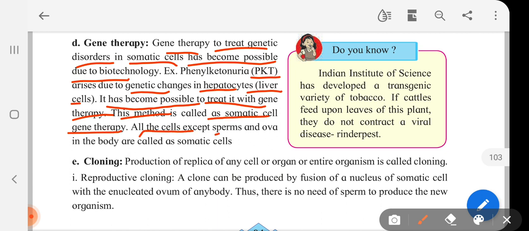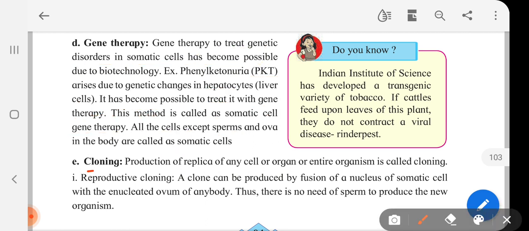All the cells except sperms and ova in the body are called somatic cells. So we know what somatic cells are. These are body cells. Except the germ cells like sperm and ova, all the body cells are called somatic cells. So if there is any disorder in the somatic cells, gene therapy is used to treat it.